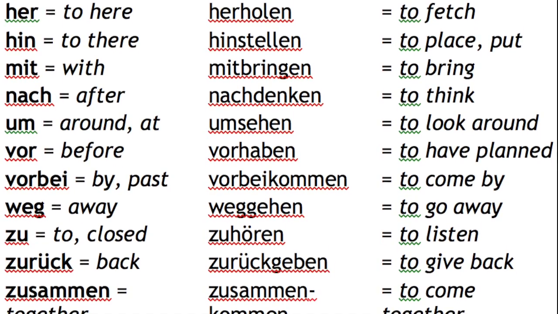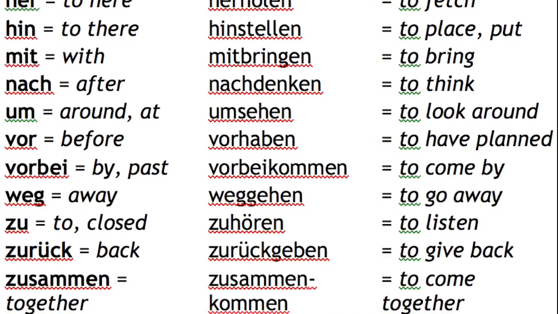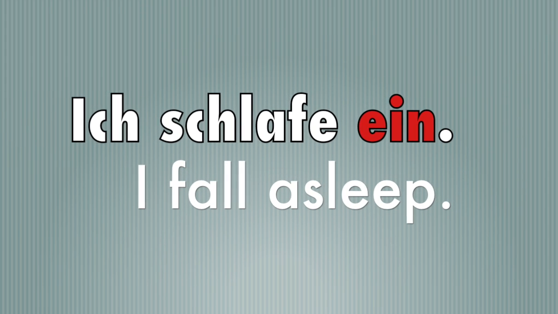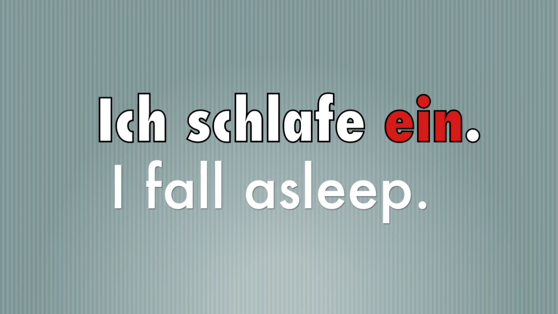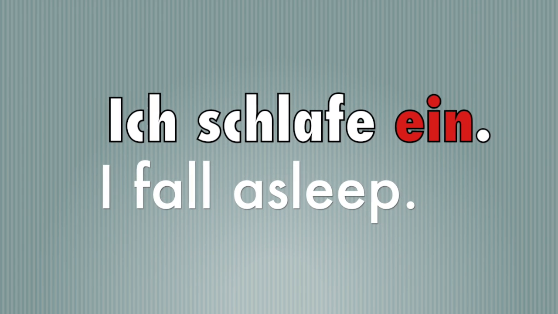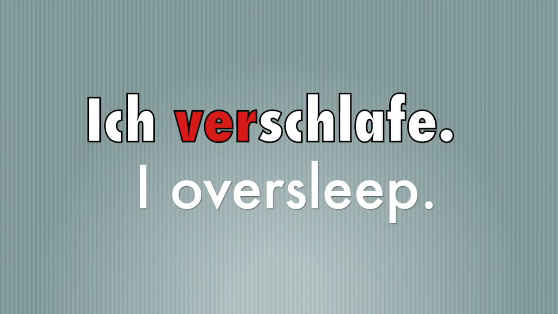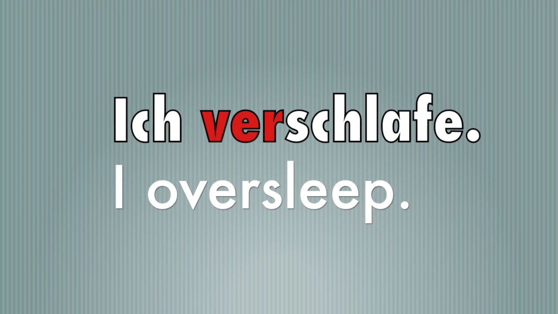In their infinitives, you don't see whether they're separable or inseparable. But once you use them in a sentence, you will need to know and see it. Here we have the example, ich schlafe ein. So we used einschlafen, we conjugated the verb schlafen, and we kicked the prefix to the end. It's contrary to ich verschlafe, where the ver does not go to the end. It sticks in the front of the verb when it's conjugated.